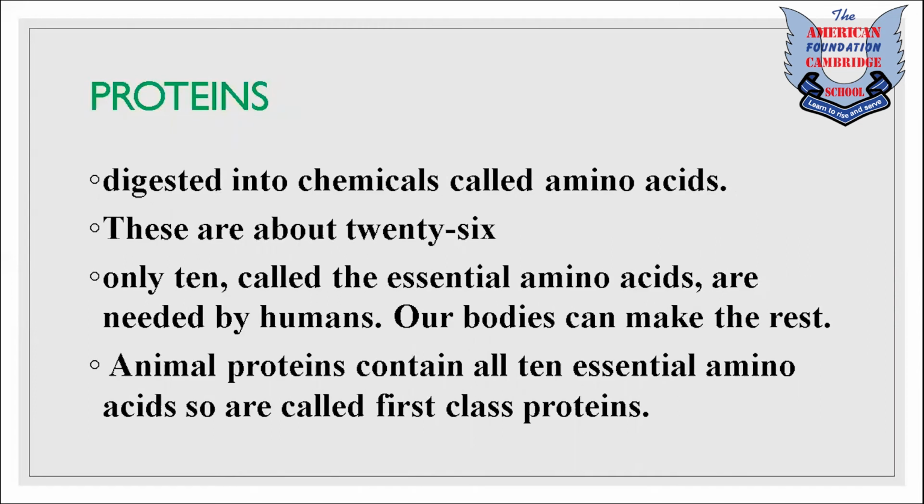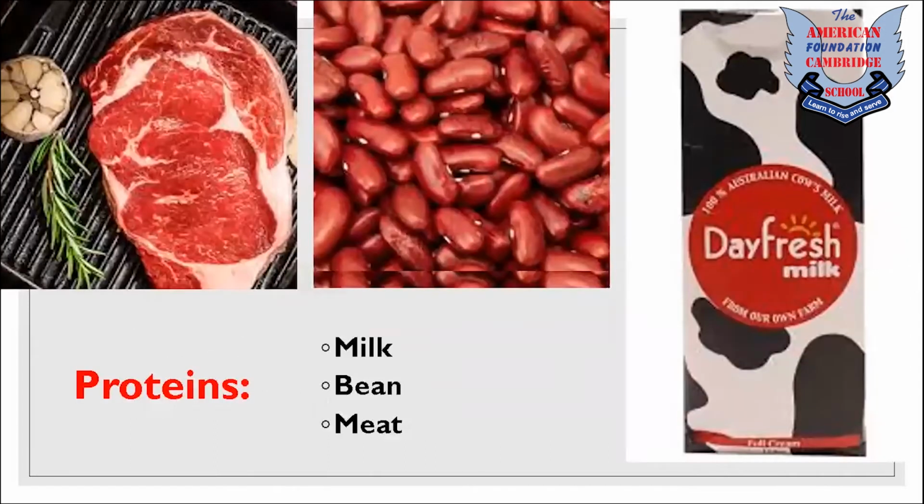Okay, animal proteins contain all 10 essential amino acids, so they are called first class proteins. Here you can see examples of proteins: milk, beans, meat. These are the sources of proteins. By consuming these food products you will get proteins.